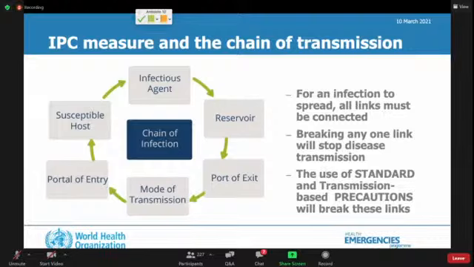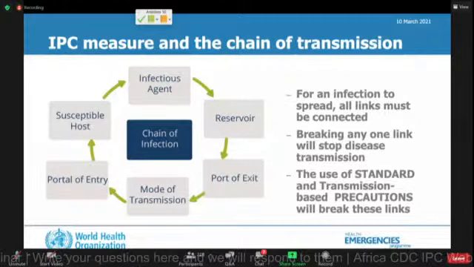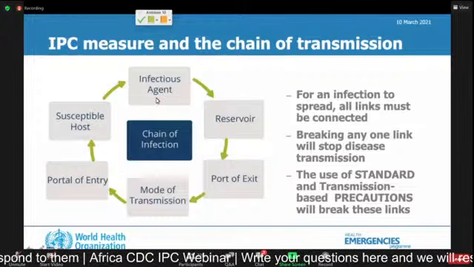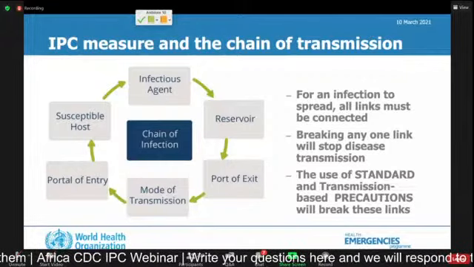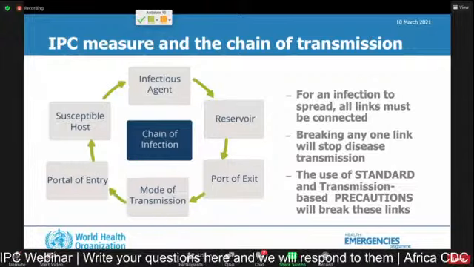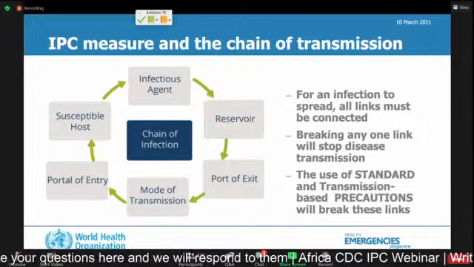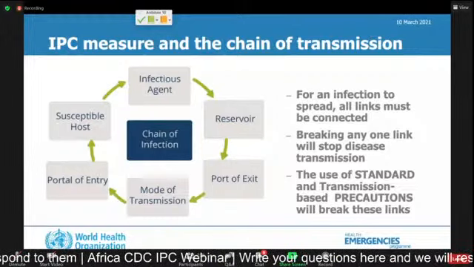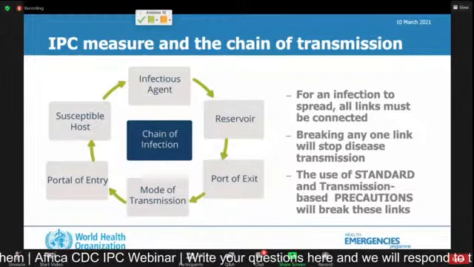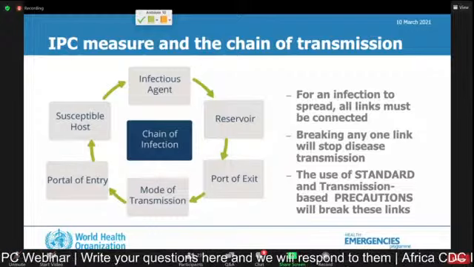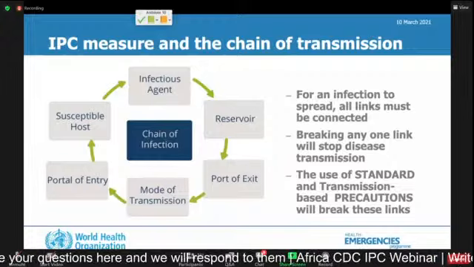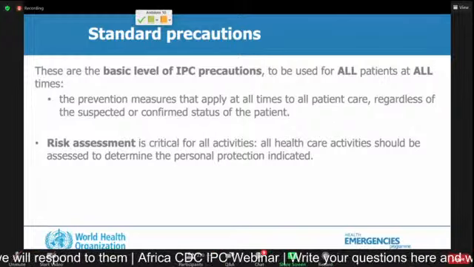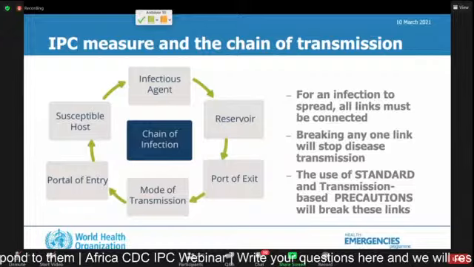And for each element of this chain of transmission, there is something that can be put in place. For example, for susceptible hosts, we can immunize all the susceptible hosts. This is the role of the vaccination campaign, which is starting. With medication or maybe with decontamination of the environment, we can isolate the reservoir. In this case, if we notice that a human being is infected with COVID-19 or Ebola, we need to make sure that he is isolated in a particular room so that he's not going to transmit the disease to other people.